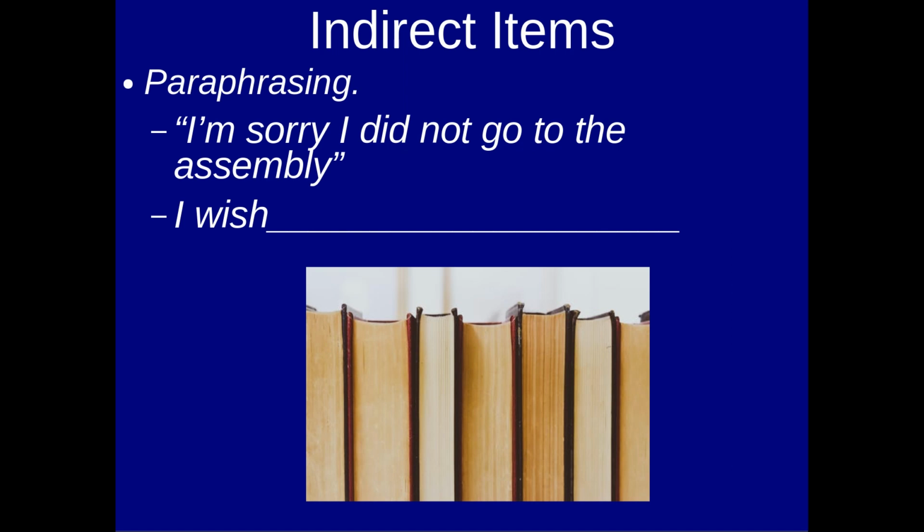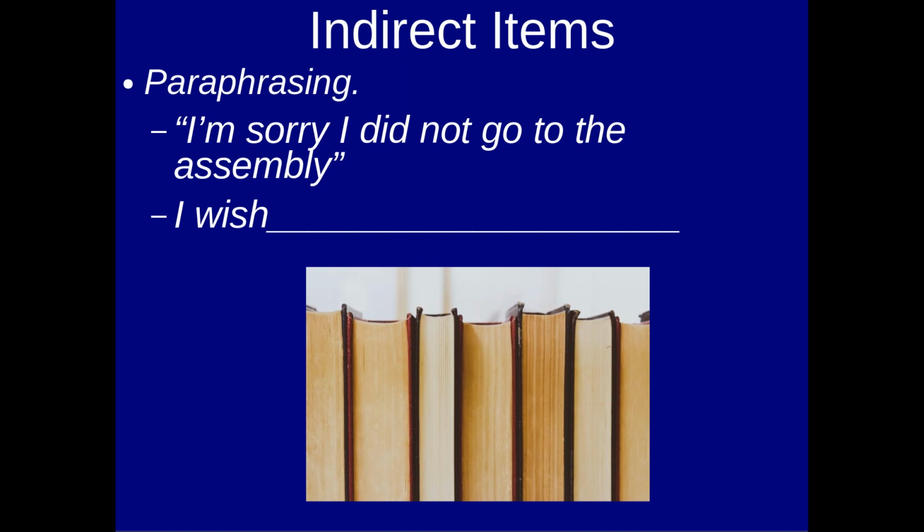A second way that you can assess students indirectly is through the idea of paraphrasing. So under my first little dash here, I have a sentence. Under the second dash, I have the beginning of a phrase and then a blank. And what the student has to do here is take the first phrase, I am sorry, I did not go to the assembly, and he must rephrase that, paraphrase that, by beginning the sentence with I wish. So he might say, I wish I had gone to the assembly, as another way of rephrasing this.